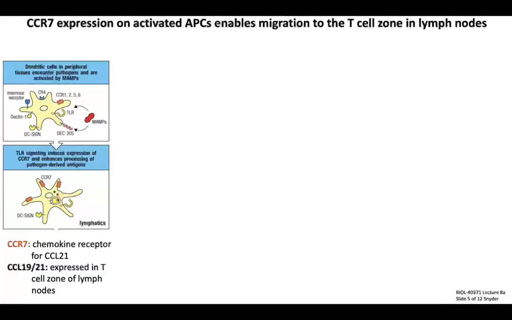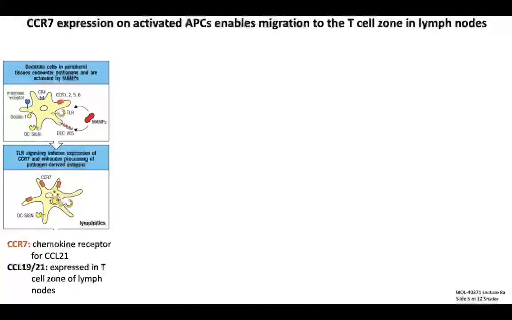Since immune priming requires the migration of activated APCs, such as dendritic cells, to the lymph node, I want to emphasize the important role that chemokine gradients play in orchestrating a comprehensive immune response. We've seen this figure back in week 4, which highlights that DCs activated by PAMPs in peripheral tissues such as the skin can upregulate a number of markers like co-stimulatory molecules as well as the chemokine receptor CCR7. CCR7 binds to chemokines named CCL19 and CCL21, which are expressed in the T cell zone of lymph nodes.